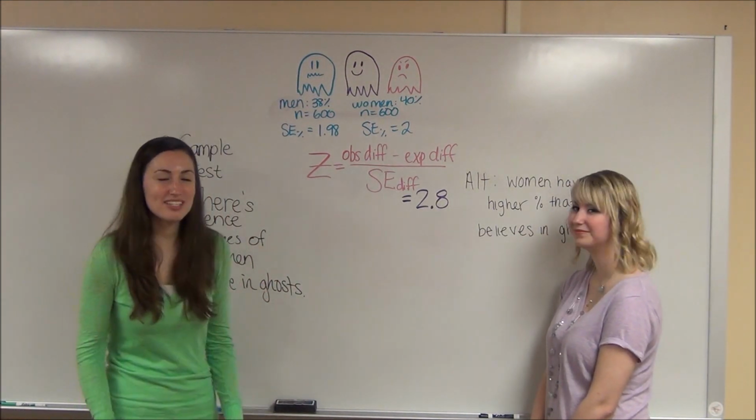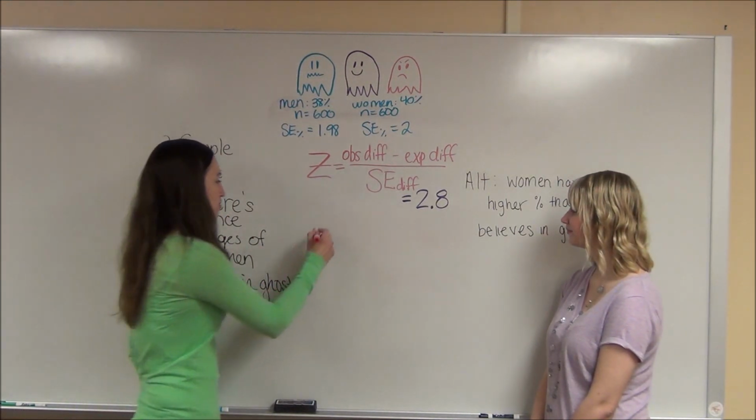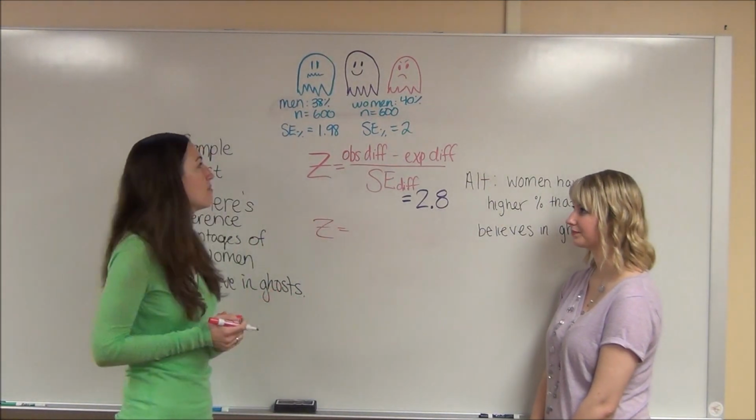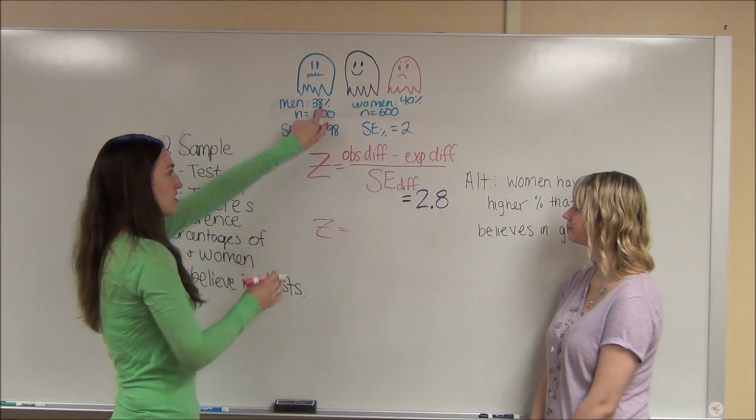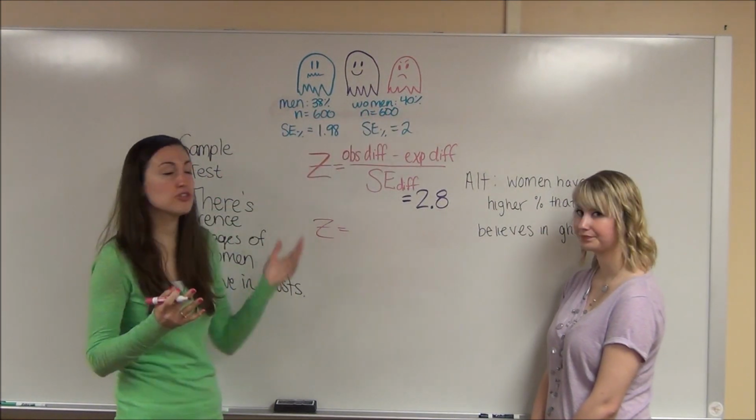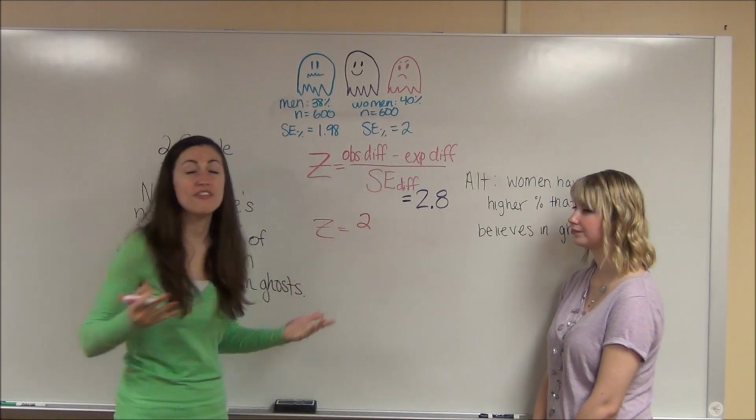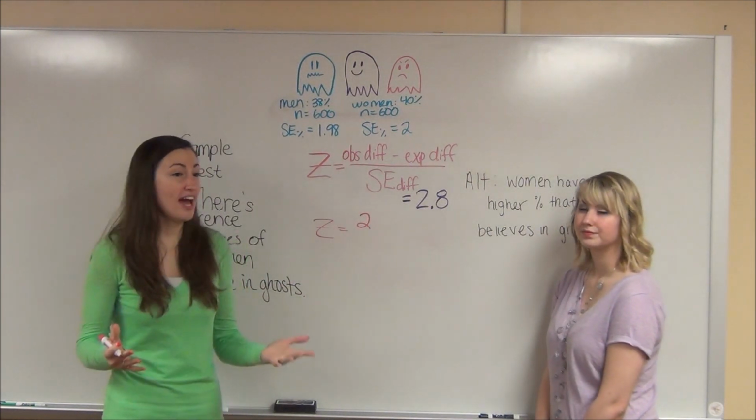So now we need to get our z-statistic. And what I'm going to do is take my observed difference. So that's what I saw in my data. We have an observed difference of 2, right? My two percentages are 38 and 40. My observed difference is 2. If you want to put -2, that is fine as well.